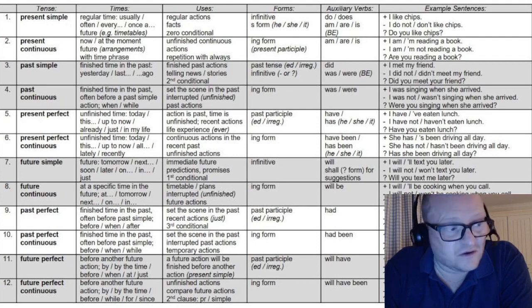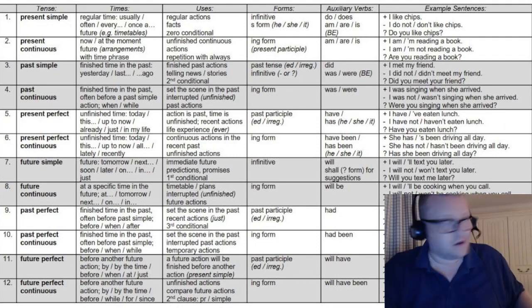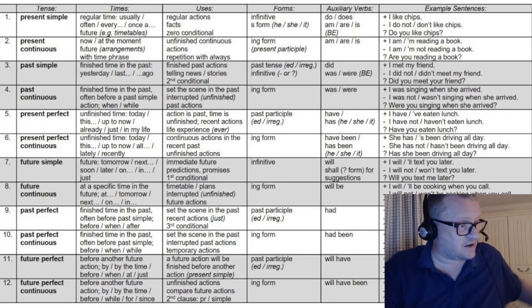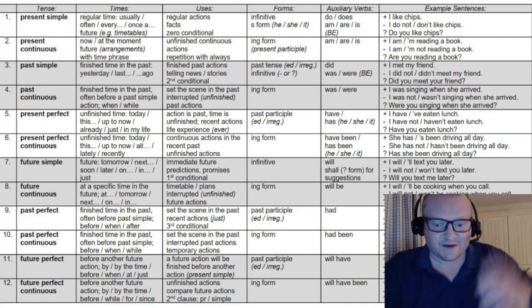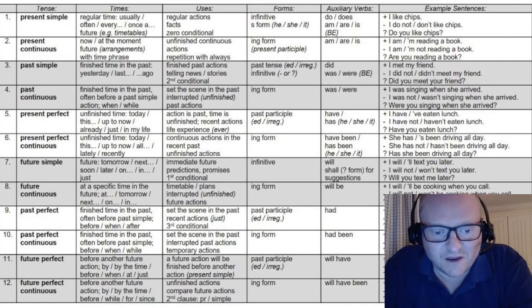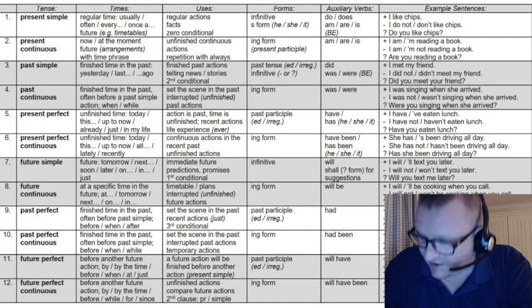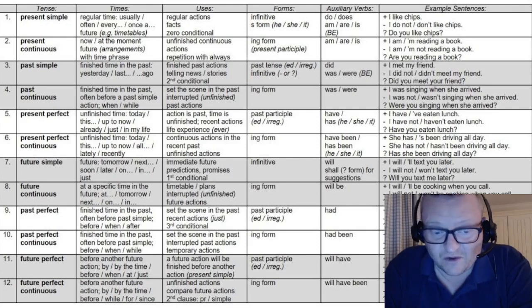Immediate future. Somebody at the door. Oh, I'll get it. It's not even really future, it's just now. It's like 2 seconds in the future. Immediate future. Predictions. I think this course will be fantastic. It's my prediction. I think it will. Yeah, it will be really good. It'll be really, really good.